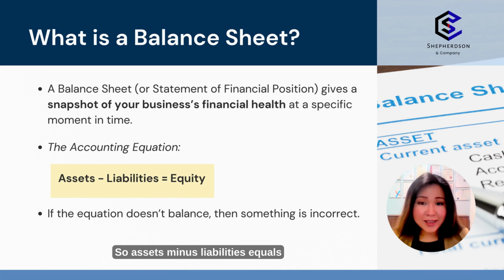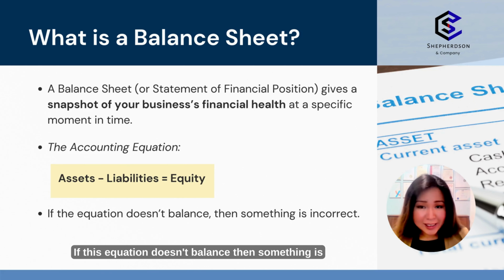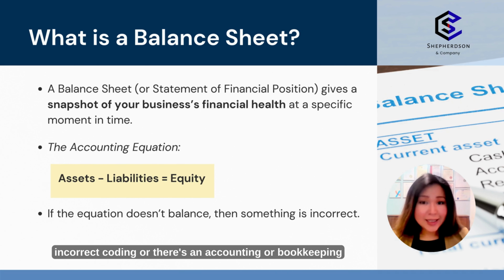So assets minus liabilities equals equity. This is the accounting equation. And here's a helpful tip. If this equation doesn't balance, then something is wrong. Either there are missing entries, incorrect coding, or there's an accounting or bookkeeping error.